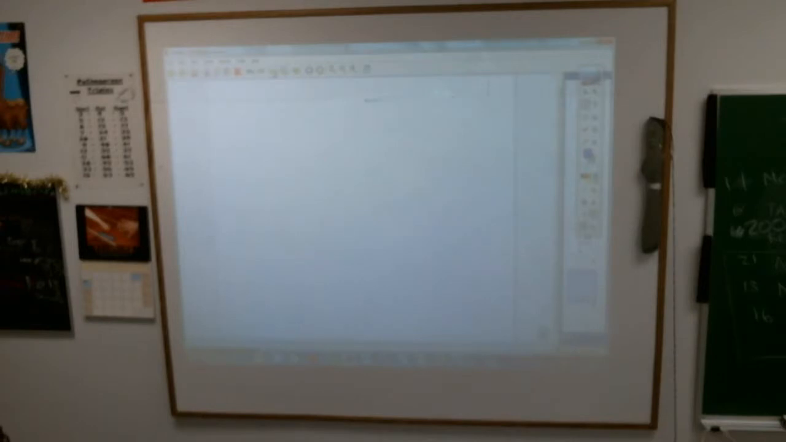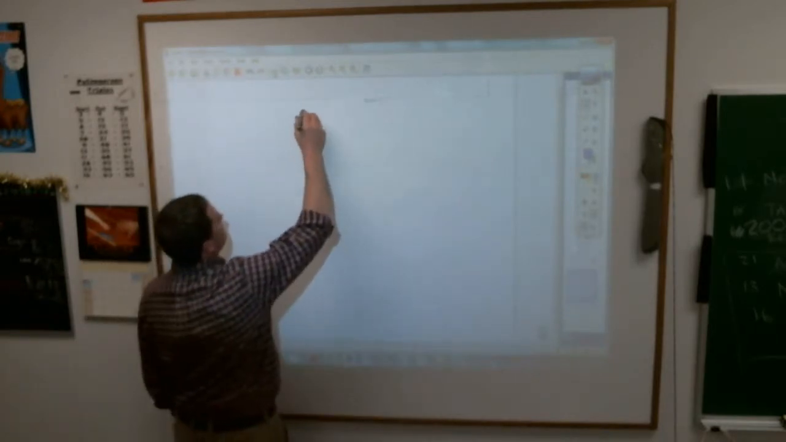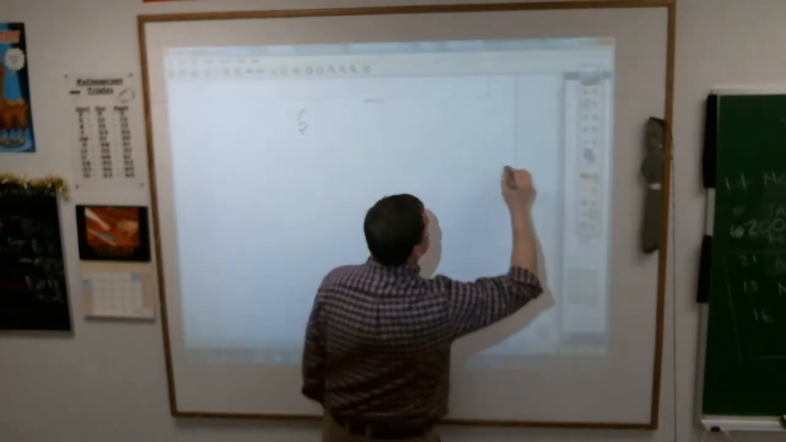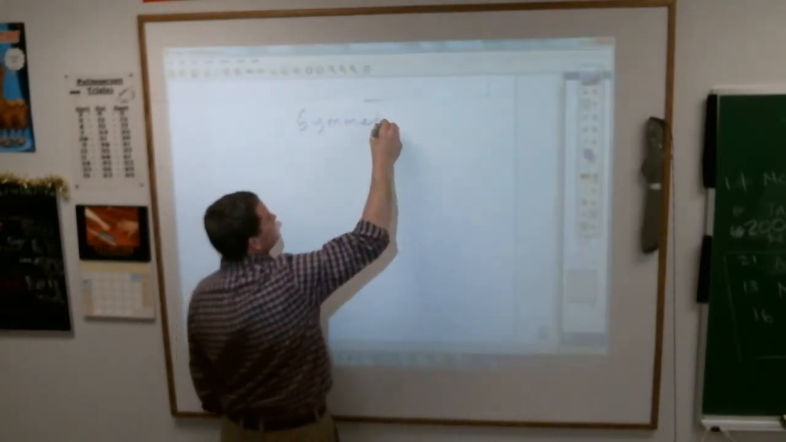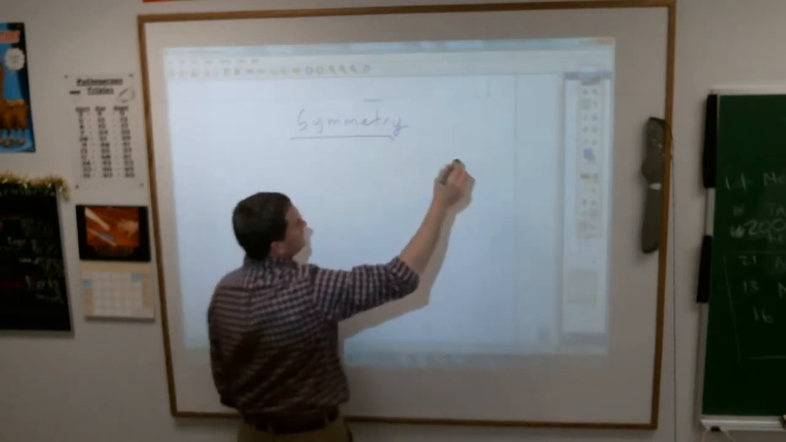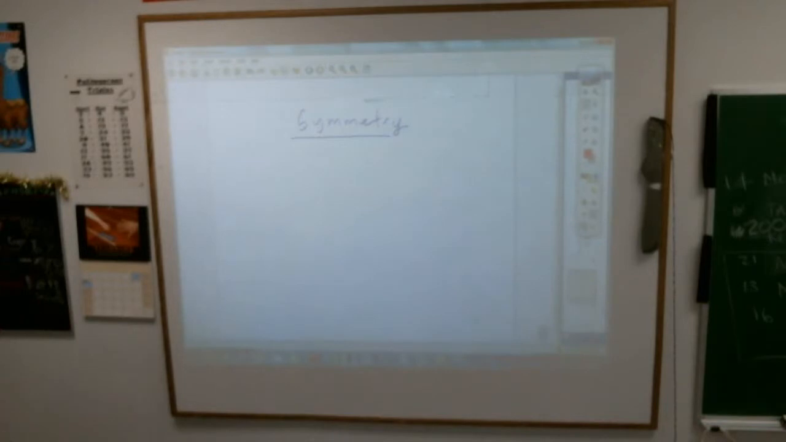Lesson of 105. Oh, this will be a good one. Take out a blank piece of paper and write the word symmetry on top of it. Symmetry.